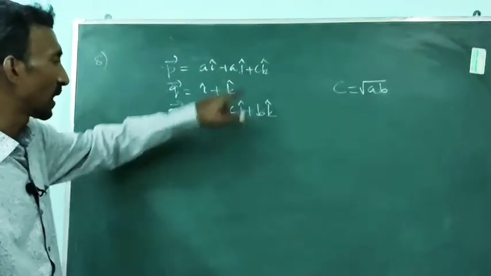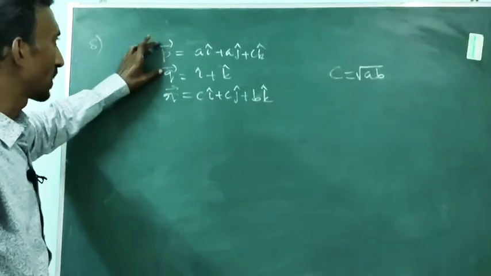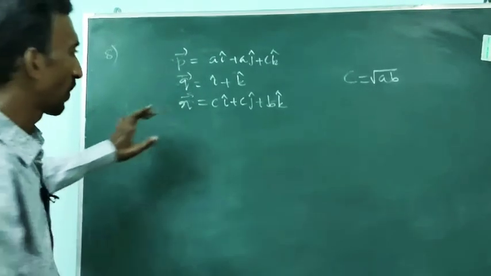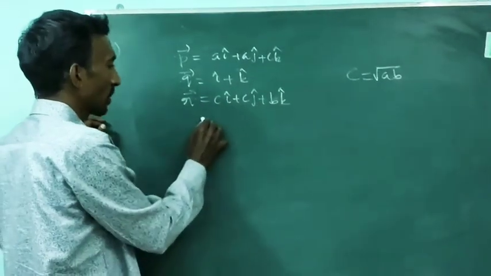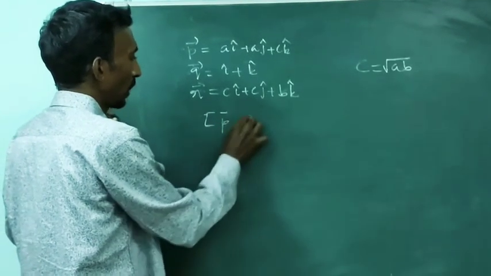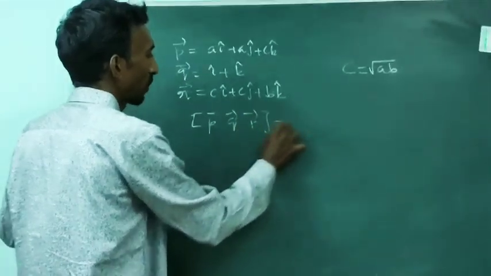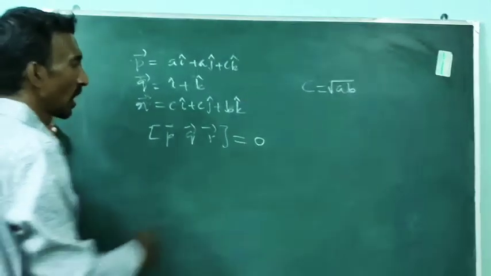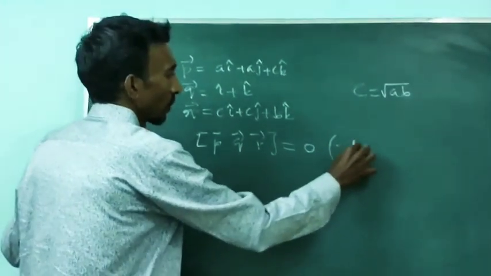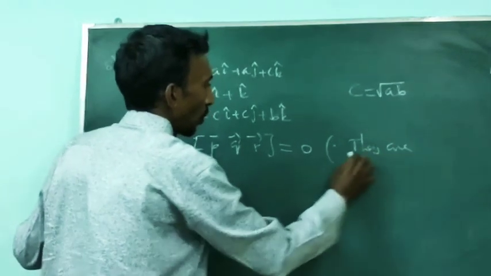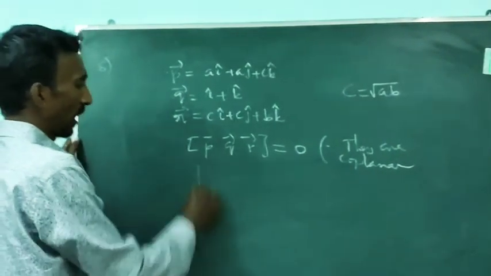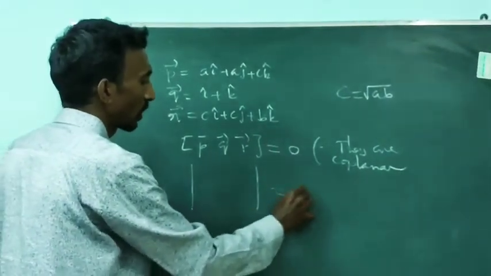So a, b, c are already present here. That's why we take the first vector as p vector, the second one as q vector, the third one as r vector. Given that the three are coplanar, which implies the box product p q r is equal to 0 since they are coplanar. So that means the determinant value is equal to 0.